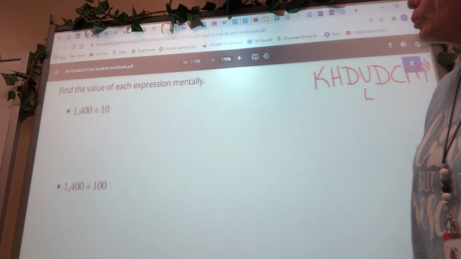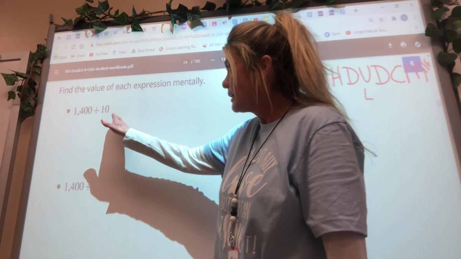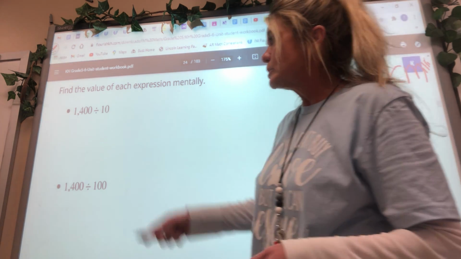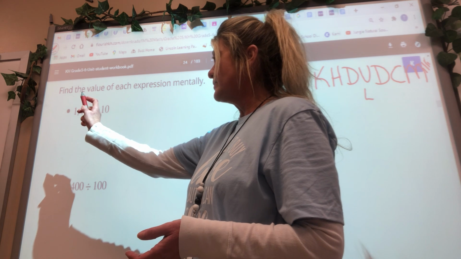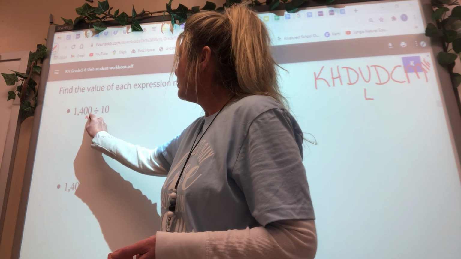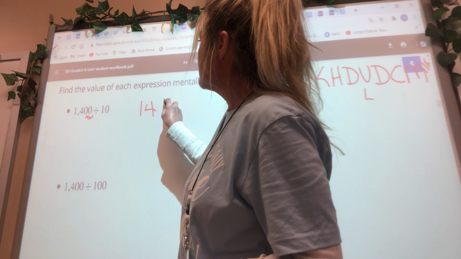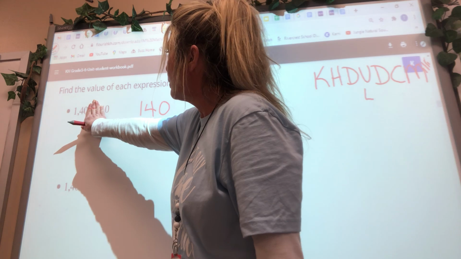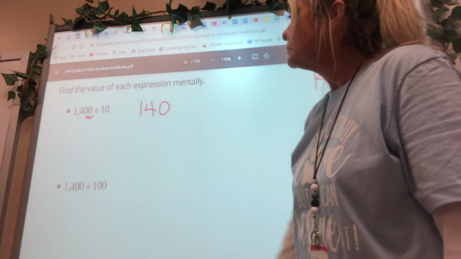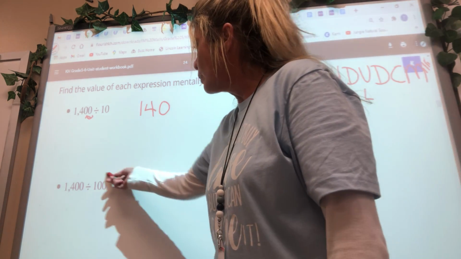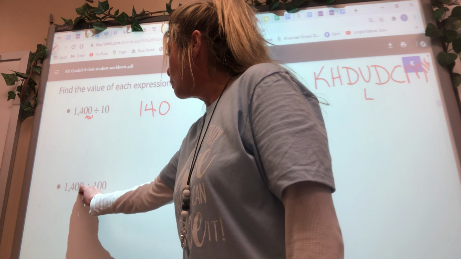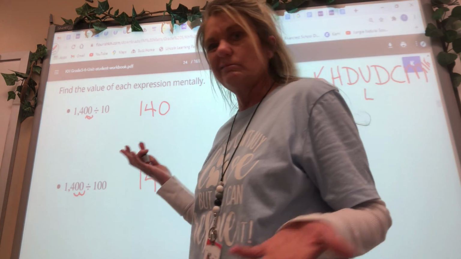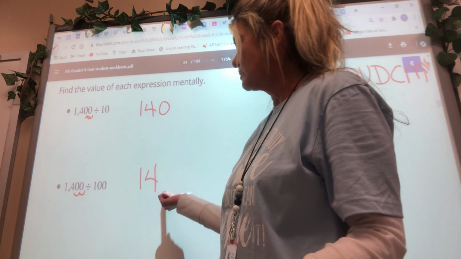All right, so we already know if we're dividing by a multiple of 10, our number should be getting smaller. And the way to make a number smaller is to move every place value over by 1. So if we move this by 1, then this is equivalent to 140, which makes sense. I'm taking away one multiple of 10. On the next one, we're taking away 2 multiples of 10, 1, 2. So we would have 14 instead of 1,400. That makes sense. 1,400 divided by 100 leaves me 14.